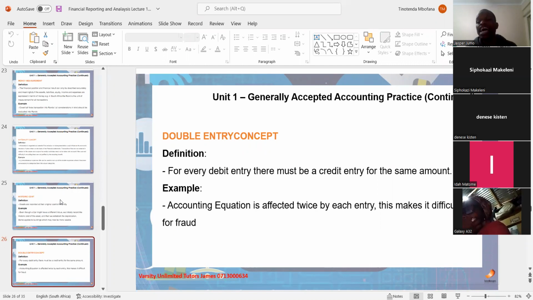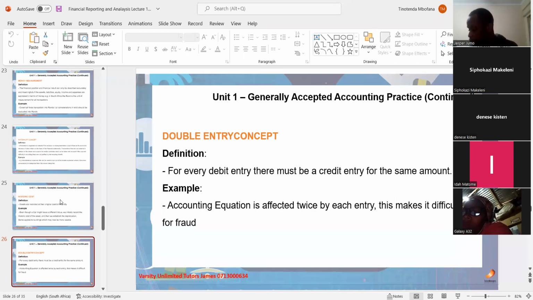Double entry concept. Now this mainly applies to the bookkeepers. For you guys, it's not that important. We are saying that for every debit entry within your accounting system, there is a credit entry. Remember I said we'll talk one day about the T accounts. Everything is recorded twice in accounting. Remember the accounting equation that we did last week, where assets is equal to what? Equity plus liabilities, right?